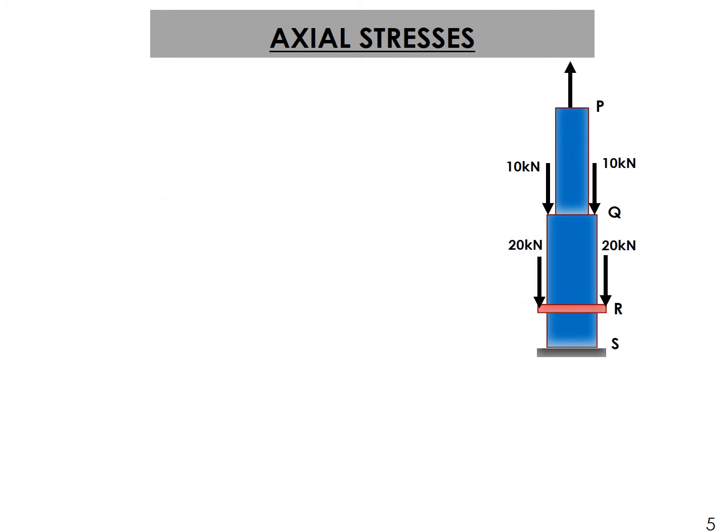So let's take one more example. Now in this example you can see an assembly has been provided with different cross sections, different lengths and different loading. We are well aware that the change in length formula, or Hooke's law, comprises P, L, and then comes the area and modulus of elasticity. Since modulus of elasticity is constant, we will not bother about that. But we have load, length and area.